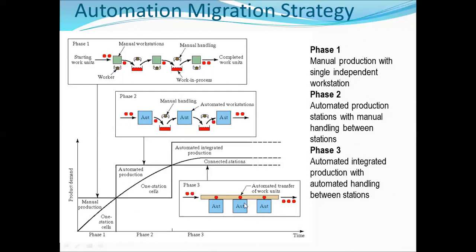You can observe here that in the last stage, all these stations are connected. Therefore, you will find out that in this case, the production is very high, right? If you observe the case of manual production and automated integrated production, when there is a large demand, the automated integrated production will give you justified operations and performance.